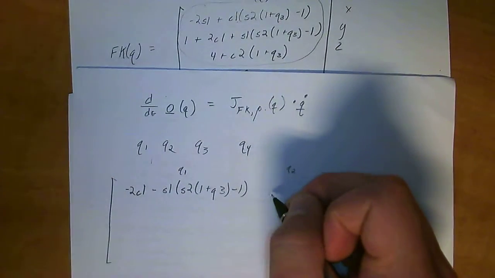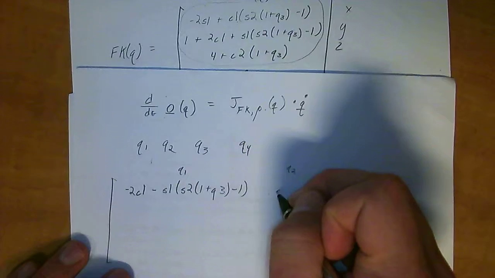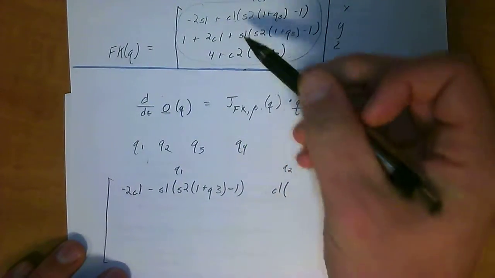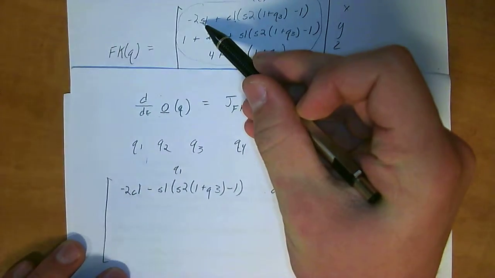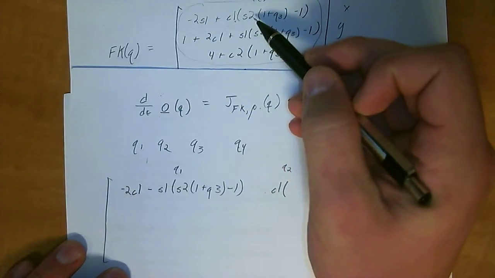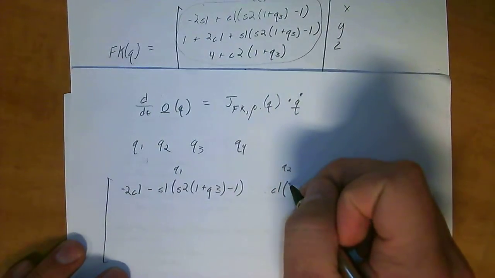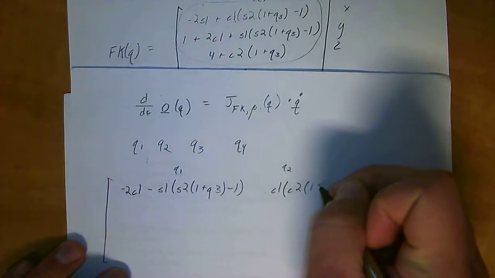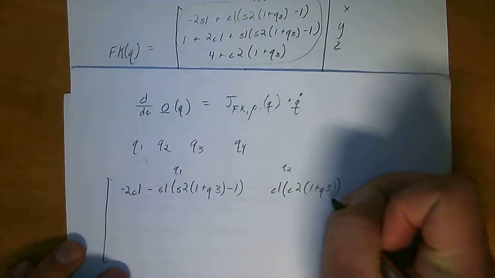So to show this off again, this is with respect to Q1. Then with respect to Q2, you'll end up with cosine of 1, because sine of 1 is a constant, so constant goes to 0. So you end up with cosine of 1 times cosine of 2 of 1 plus Q3.